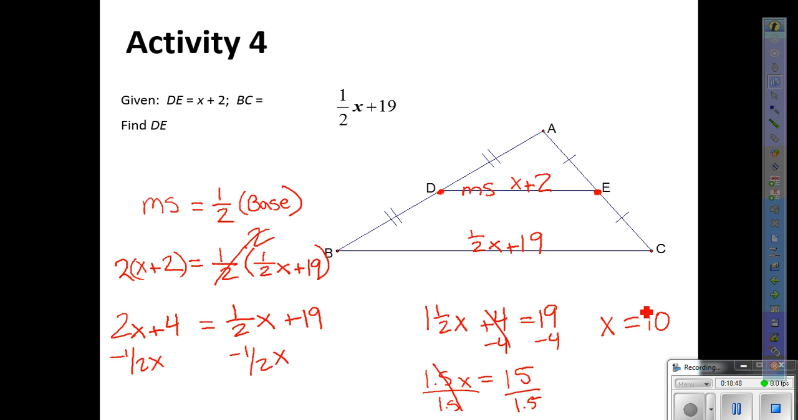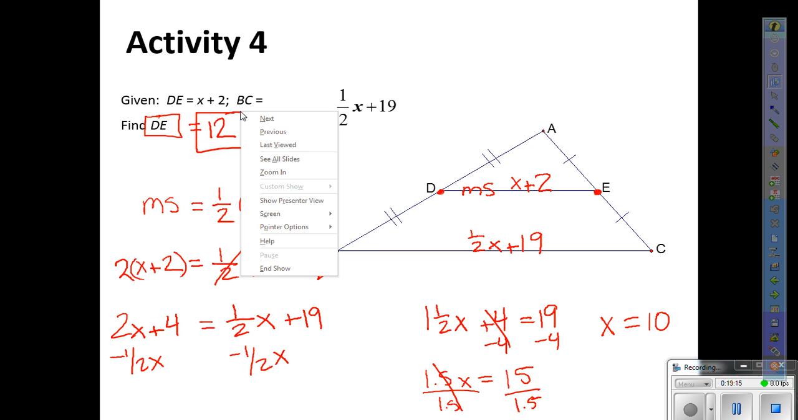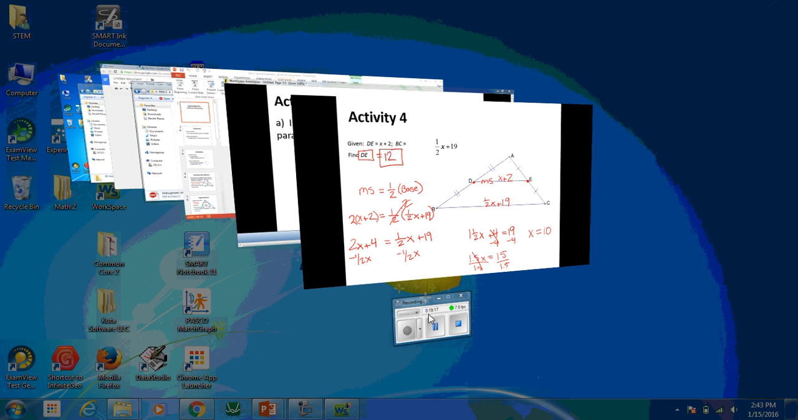So now I know that x is equal to 10. We talked about this in class on Friday. The question didn't ask me to solve for x. So if I get my answer as 10, I'm going to get it wrong. The question asked me to find DE. So please pay attention to the question. So if DE is x plus 2, and I know that x is 10, then DE must be equal to 12. So do be very careful when you are solving these problems and make sure that you read the question.